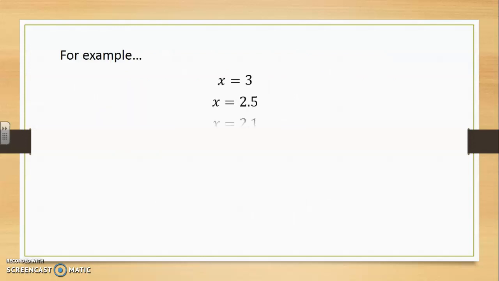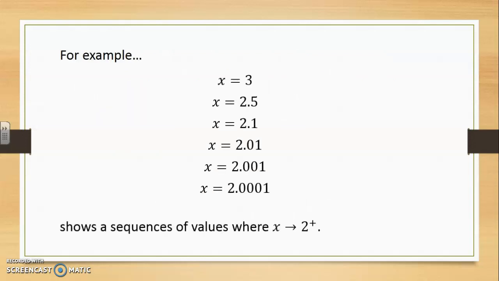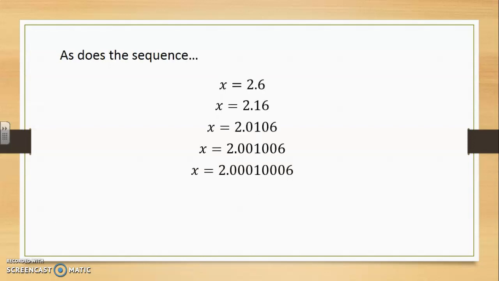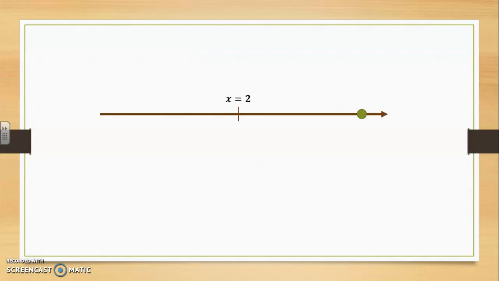For example, this shows a sequence of values where x is heading towards 2 from the right. And in the same manner, here is a different sequence of values where x approaches 2 from the right. Again, graphically, you can think of sequentially picking values of x that bring you closer and closer to 2 while remaining to the right of it.